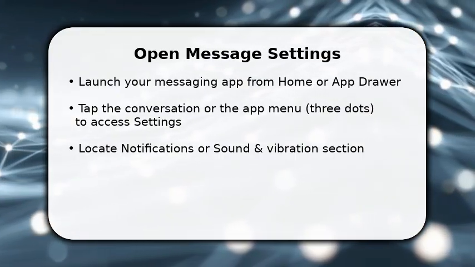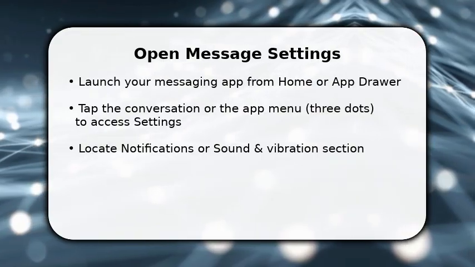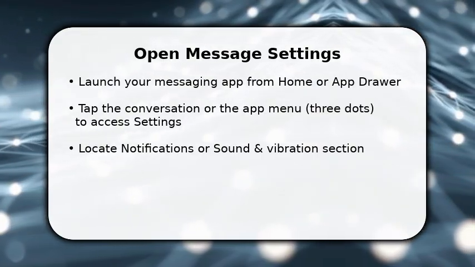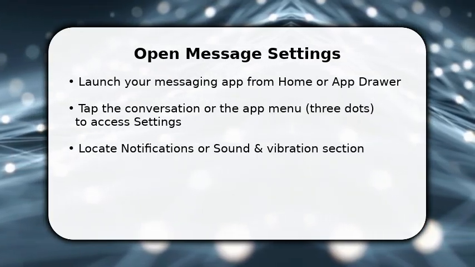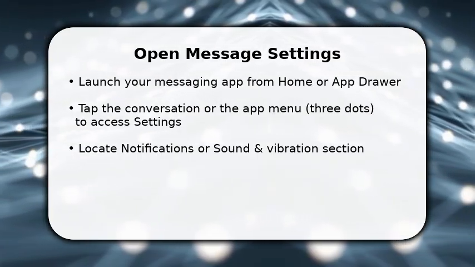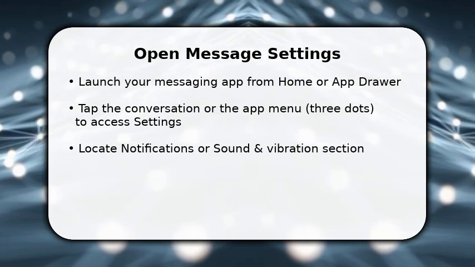Make sure you are in the app-level settings rather than device system settings because app controls override some system defaults. If your app shows per conversation settings, tap the conversation first. Otherwise, use the Global App Notifications entry to continue.